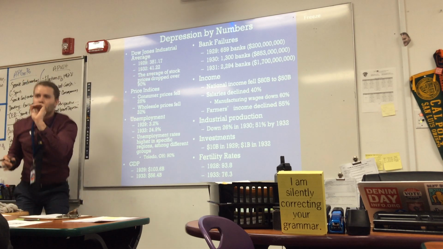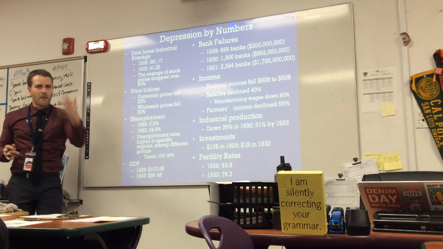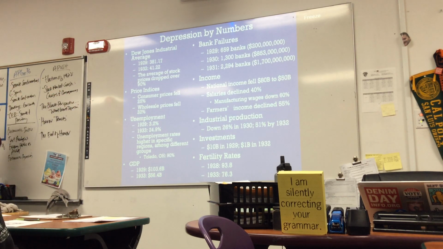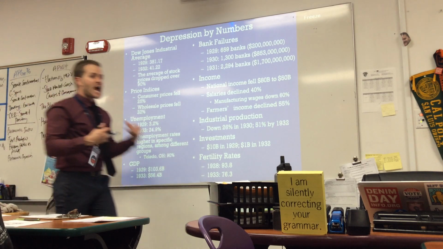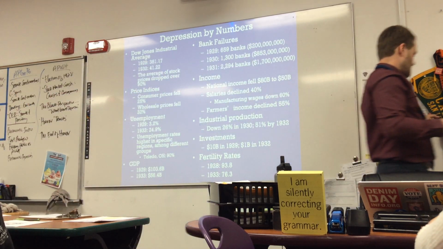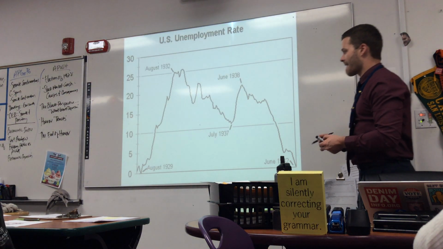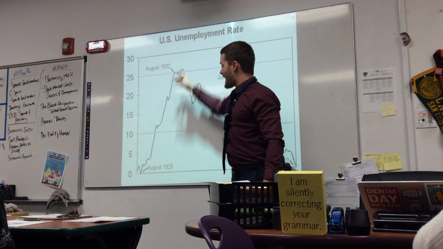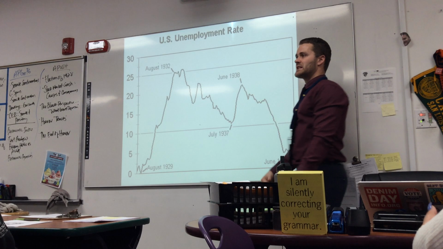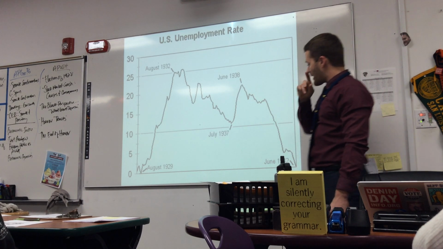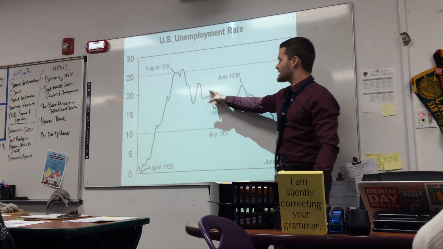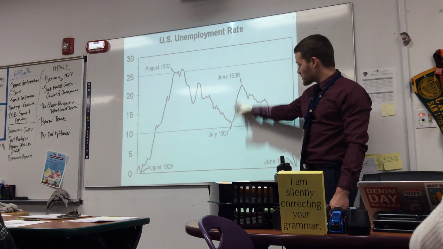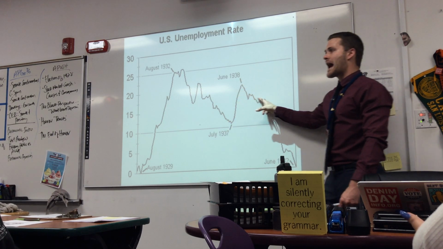It's staggering. These are the numbers that really get us into the idea of what's happening in this Great Depression. It's absolutely unbelievable. Look at our unemployment. From almost nothing to that, boom, in the span of 2.5 years. And then it gradually decreases. We'll talk about this on Monday. It goes back up and then gradually decreases.